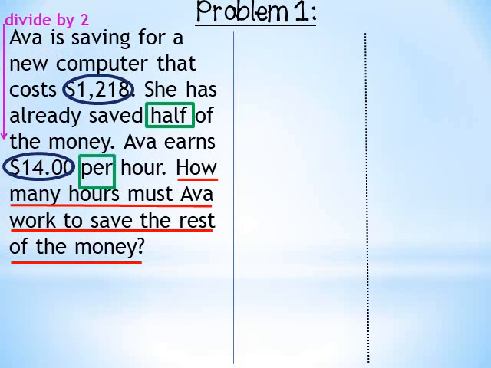Per is a multiplication word. It means to multiply something. And it's probably going to say how many hours times the 14 till she gets a total. And the rest, we'll figure out the rest in just a little bit.